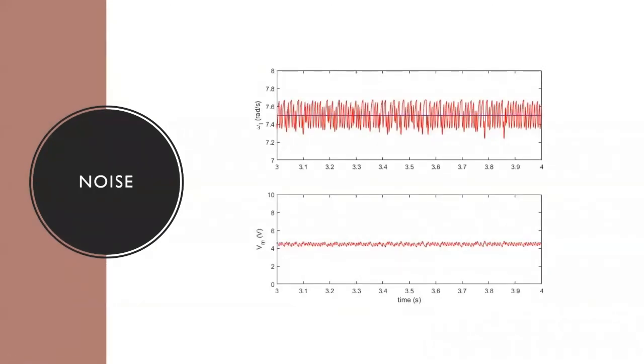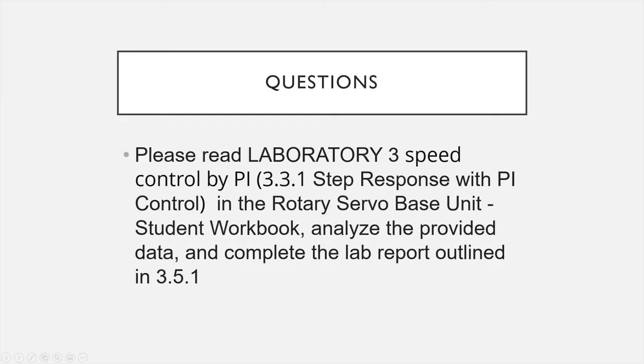Due to the noise in the measured speed signal, it is difficult to obtain an accurate measurement of the specifications. So we set the amplitude to 0 radians per second and the offset to 7.5 radians per second to generate a constant speed of 7.5 radians per second. And this plot is the noise in the measured speed signal. Use the data to answer questions from the workbook.